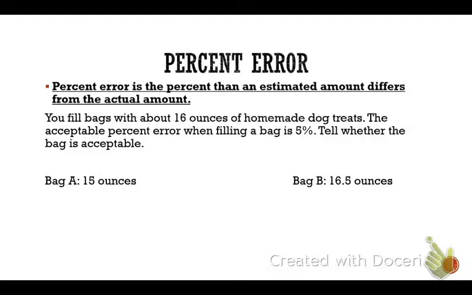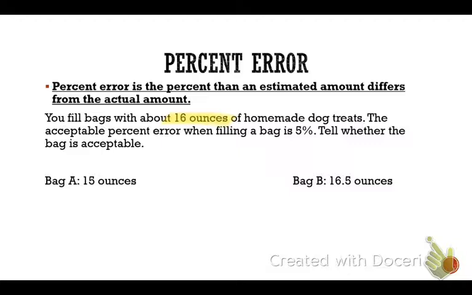So here's the scenario. You fill bags. You work at a dog food plant. You might not want to tell a ton of people that. Okay, 16 ounces of homemade dog treats. That's my goal. The acceptable percent error when filling a bag is 5%. Tell whether the bag is acceptable.